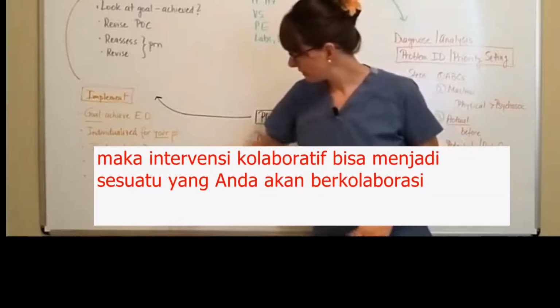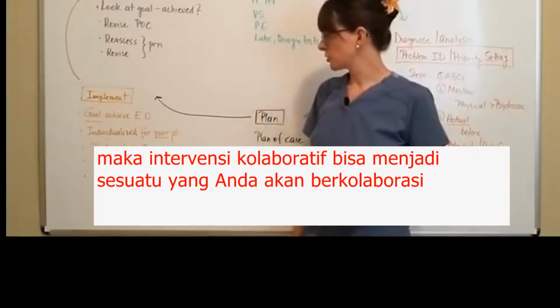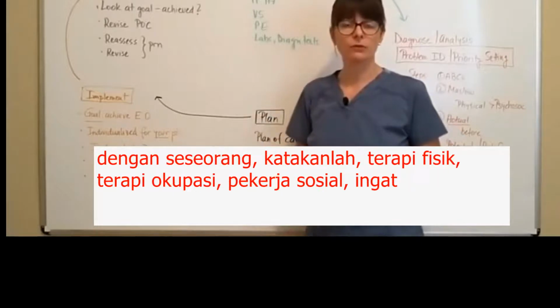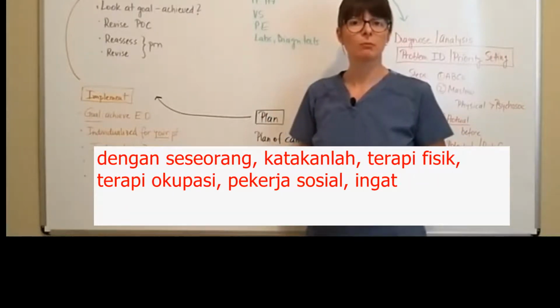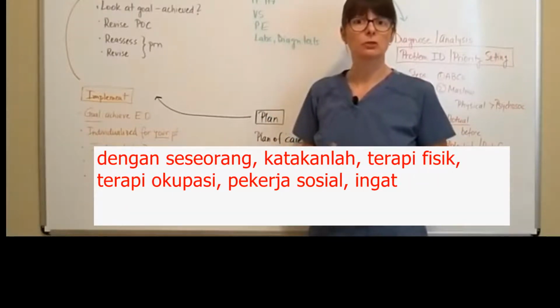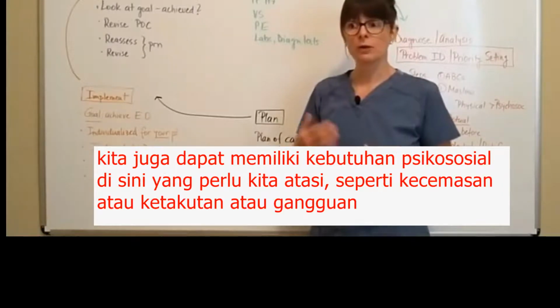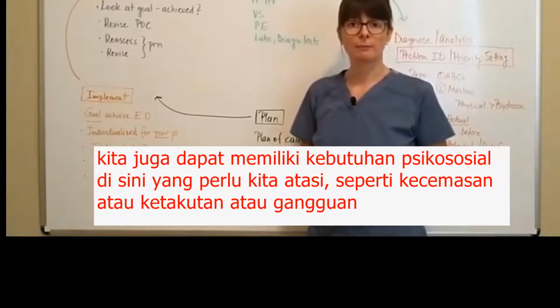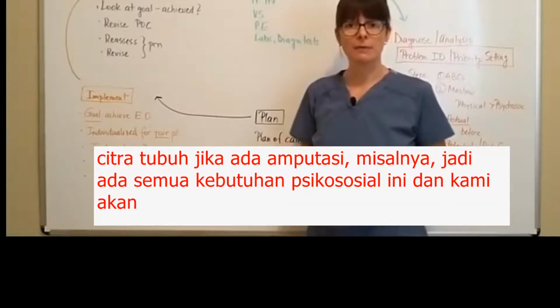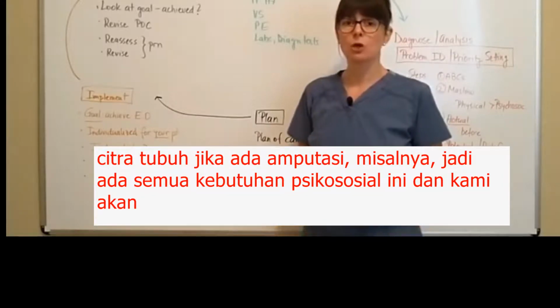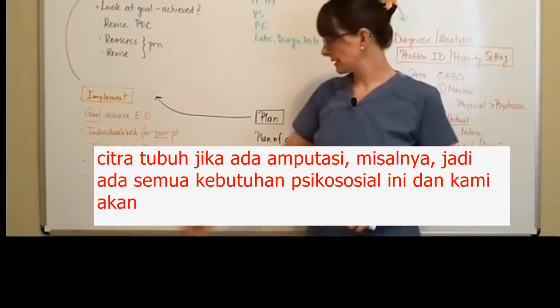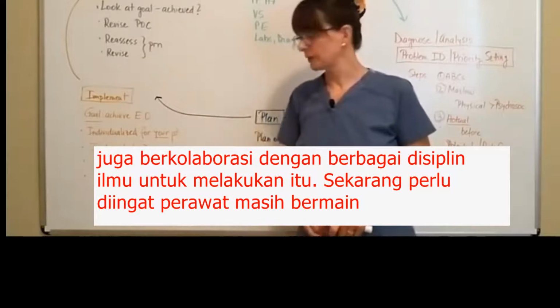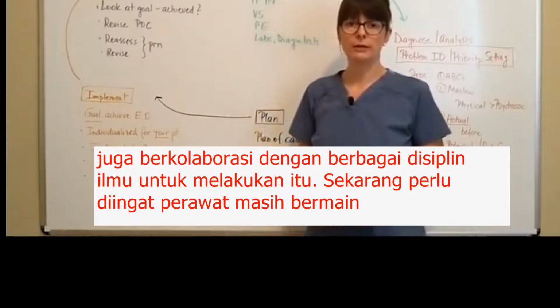And then collaborative interventions could be something that you would collaborate with somebody, let's say physical therapy, occupational therapy, the social worker. Remember, we can also have psychosocial needs here that we need to address, such as anxiety or fear or disturbed body image. If there was an amputation, for example. There's all these psychosocial needs, and we would also collaborate with different disciplines on doing that.